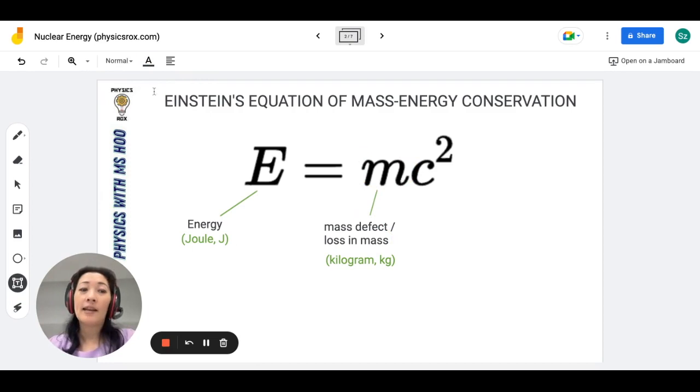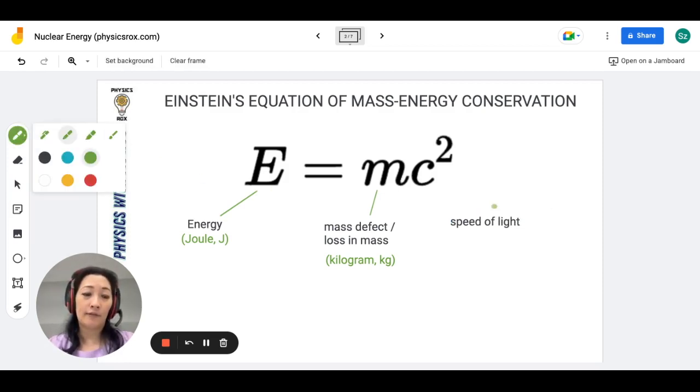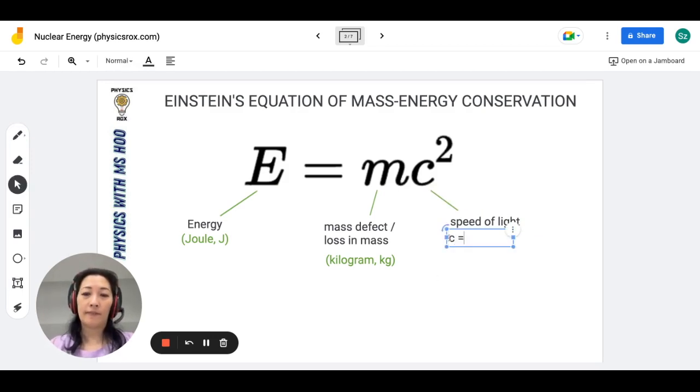C, in this case, is a constant value, which is the speed of light. This value is a fixed value, and the value is 3 times 10 to the power of 8 meters per second. Let me just move this a little bit so that you can see it more clearly. Meters per second. Let's put this a different color just because.